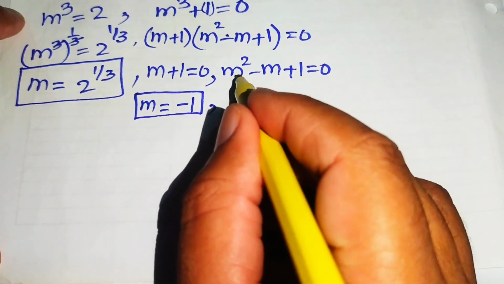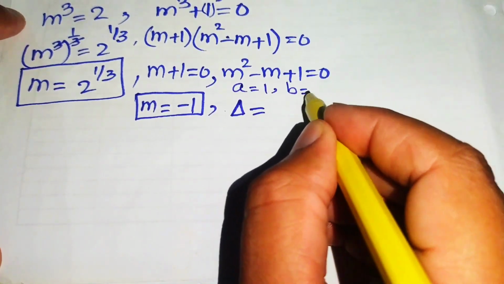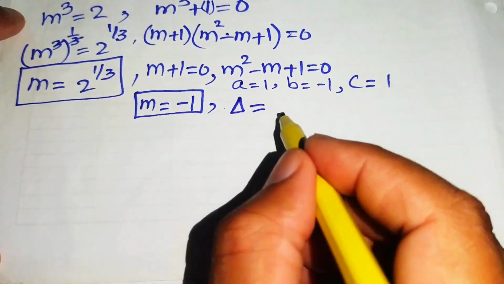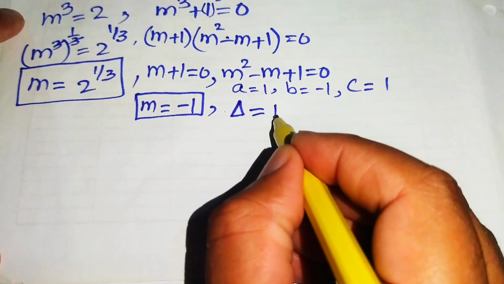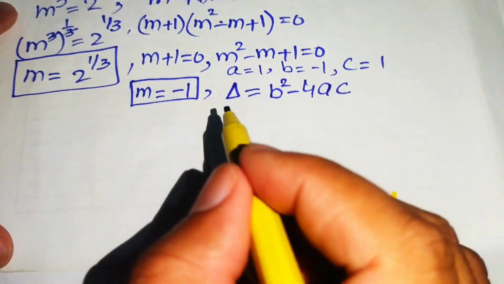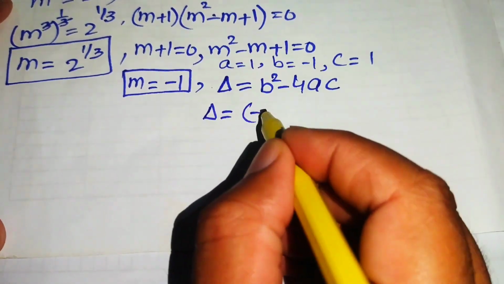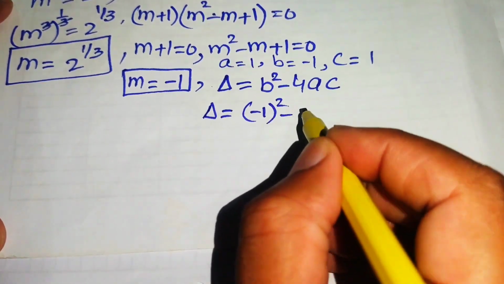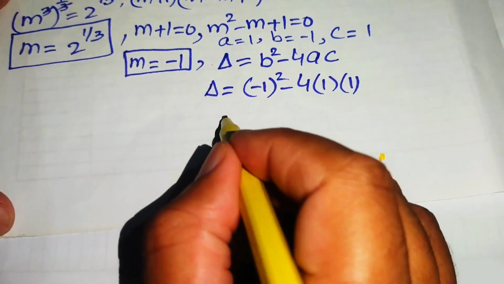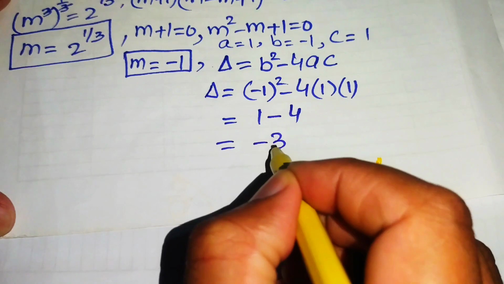So here, first we write the coefficients of this equation: a equals 1, b equals minus 1, and c equals 1. Our discriminant formula is b squared minus 4ac. So here we substitute the values of a, b and c. The value of b is minus 1 squared, minus 4 times a, which is 1, and c, which is 1. So it becomes 1 minus 4, and 1 minus 4 equals minus 3.